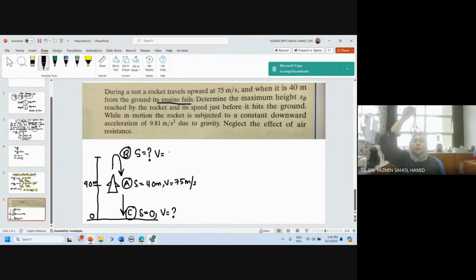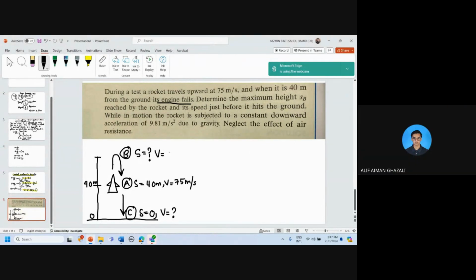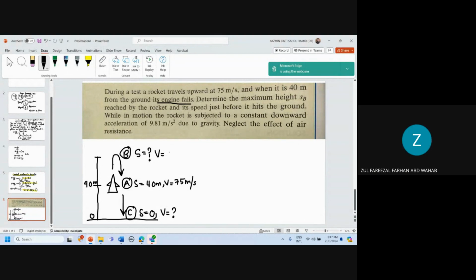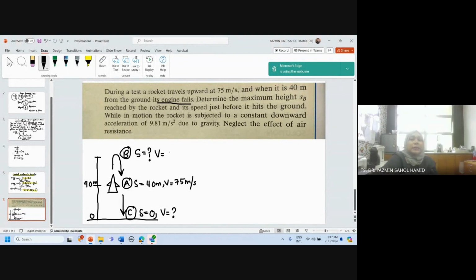Sorry, what do you think the maximum velocity will be at the highest? Let's say we throw a ball, when it reaches the maximum height, what will be the velocity at the top? What do you think it will be? Anyone? How much? 0. Yes, it will be 0. When something that is flying reaches the maximum at the top, the velocity at the top will be 0. Okay, that's correct.